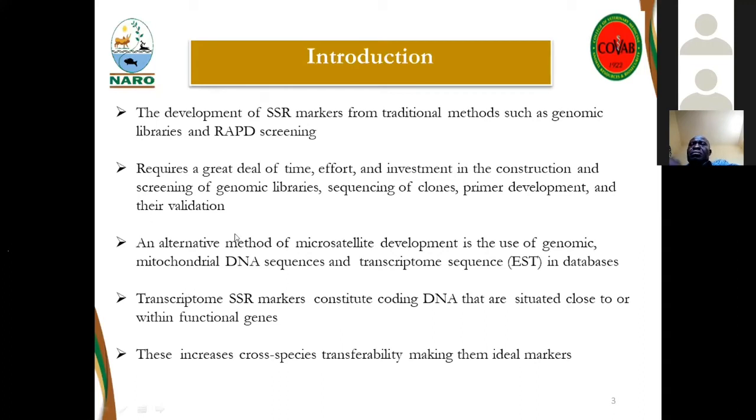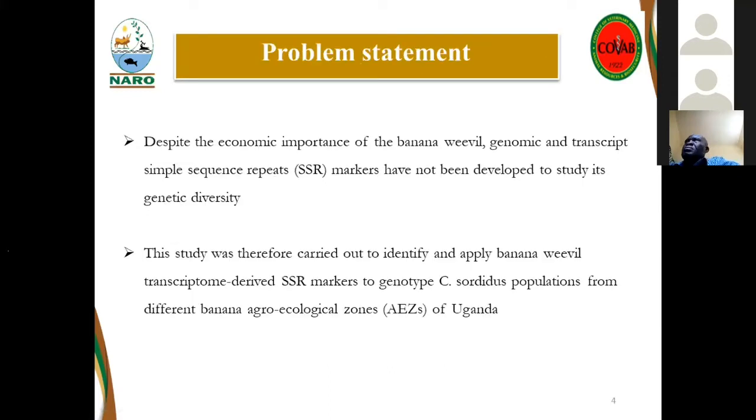So an alternative method of developing SSR markers is the use of genomic, mitochondrial DNA sequences, or transcriptomes or genomic sequences that are present in the databases. But in this case, we don't have any of this present for the banana weevil. So I obtained a transcriptome, which was available at Kawanda Research. And by transcriptome I basically mean the total messenger RNA of an organism. And this tells you the function of genes that are available within the transcriptome. This is very key as you can even apply it to amplify polymorphism in different related species of Coleoptera that are present within the cosmopolitan family.